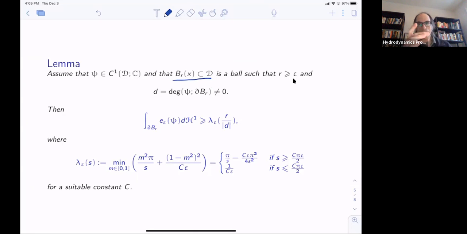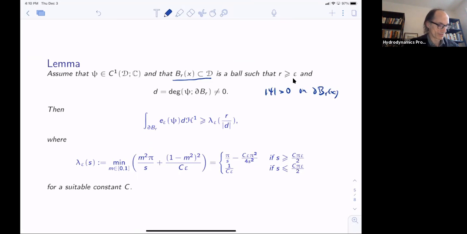Okay, so anyway, if I have a ball, I guess for this I need psi greater than 0 on the boundary of the ball, so that this d is well defined. Then we have a lower bound for the energy integrated around the boundary of the ball. And basically the lower bound is like d times log 1 over r, or say |d| pi times log 1 over r.